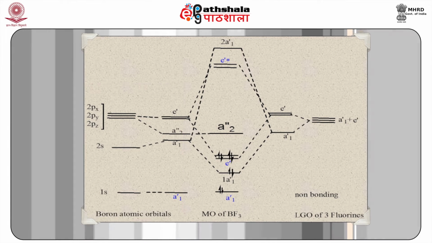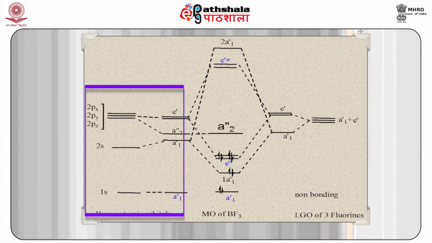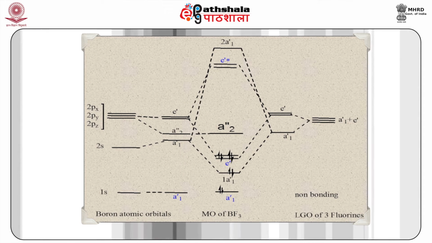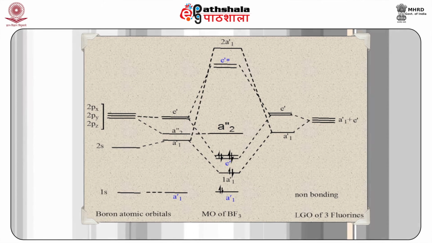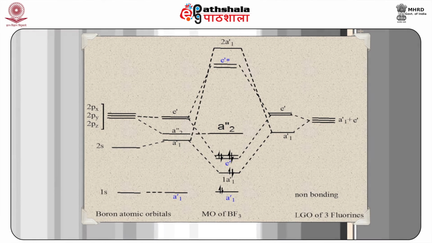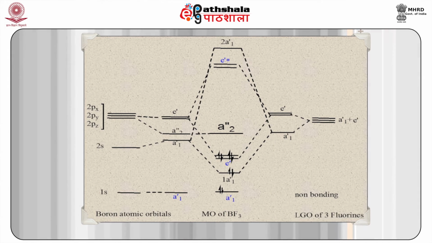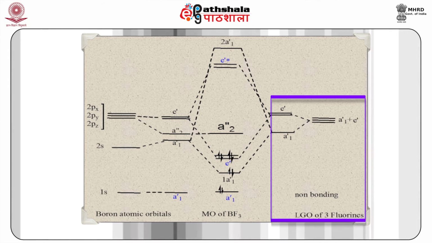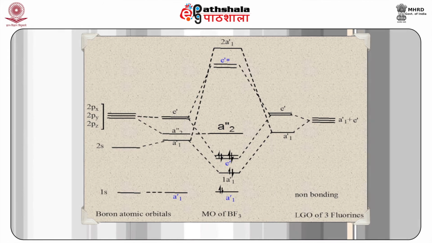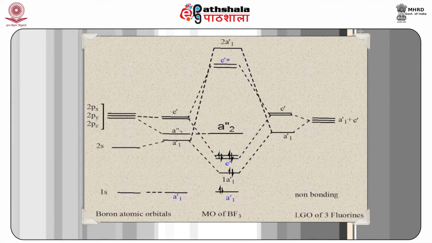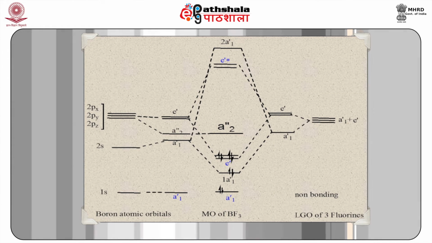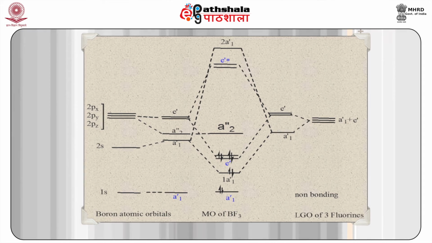On the left hand side we have the symmetry of boron, and on this side we have the symmetry of the LGOs of fluorine, and they are matched. After matching we get the bonding and anti-bonding MOs, and these are filled as per the rules we follow in atomic structure.